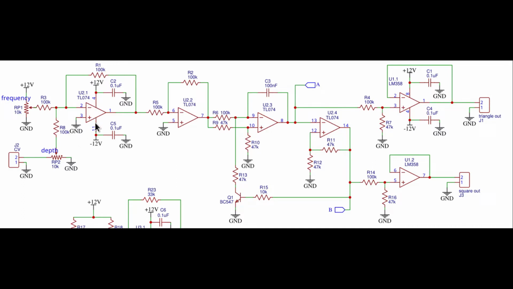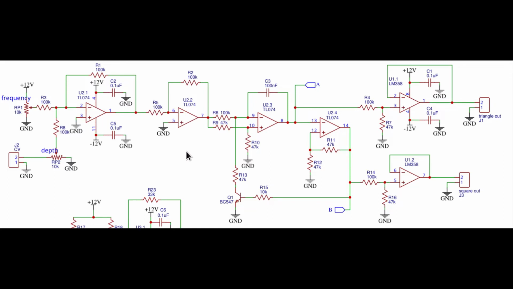U2.1 acts as a mixer using resistor R3 and R8 for the inputs and resistor R1 to set the total gain of the stage to -1, since this kind of mixer inverts the input signal. But since we need a positive control voltage and not a negative one, we use an extra op-amp to invert a second time the signal to make it a positive signal. Such op-amp is U2.2, which is also set with a gain of -1 through resistors R5 and R2. Remember, the gain of an op-amp in an inverting amplifier configuration is given by the ratio of the negative feedback resistor and the input resistor.